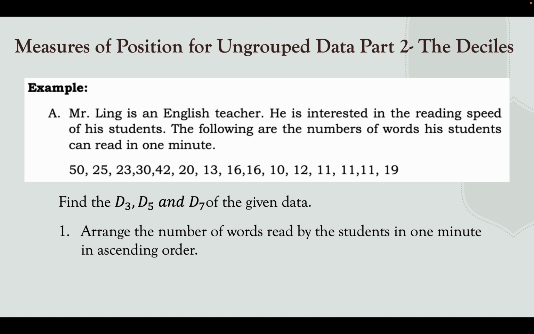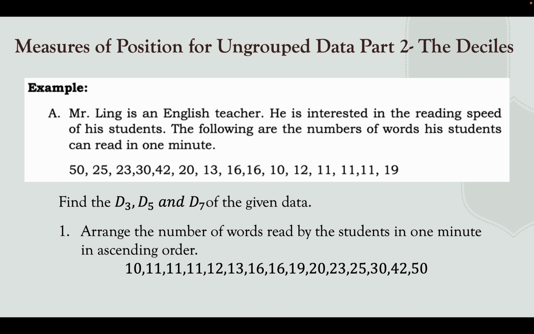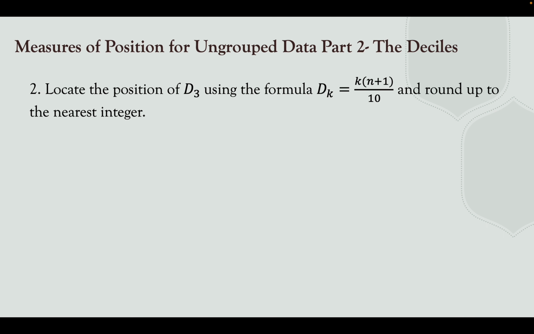First, we need to arrange the data set in ascending order. So we have 10, 11, 11, 11, 12, 13, 16, 16, 19, 20, 23, 25, 30, 42, 50. Next, we need to locate the position of our third decile using the formula D sub k equals k times n plus 1 over 10, and round up to the nearest integer. Since D sub 1 to D sub 4 round up, and D sub 6 to D sub 9 round down. Since there are 15 values in the data set, our n will be 15.